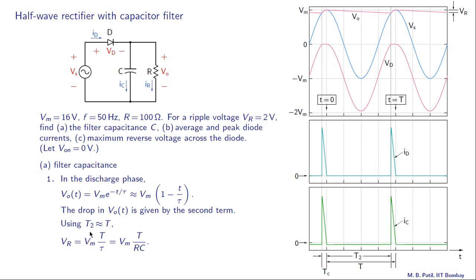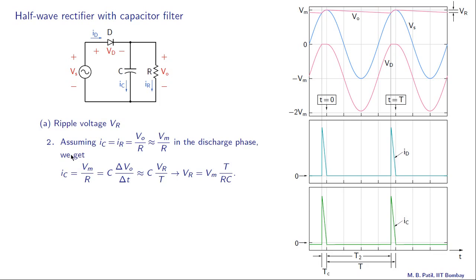That approximation is that T2 is nearly equal to T. So what we are saying is that T2 is nearly equal to the entire time period. This is not an unreasonable approximation, because the time during which the diode conducts is indeed small compared to the time period. So with that approximation, we now get Vr is Vm times T2 by tau. Now T2 is approximately T, so therefore Vr is Vm T by tau, which is Vm T by RC.